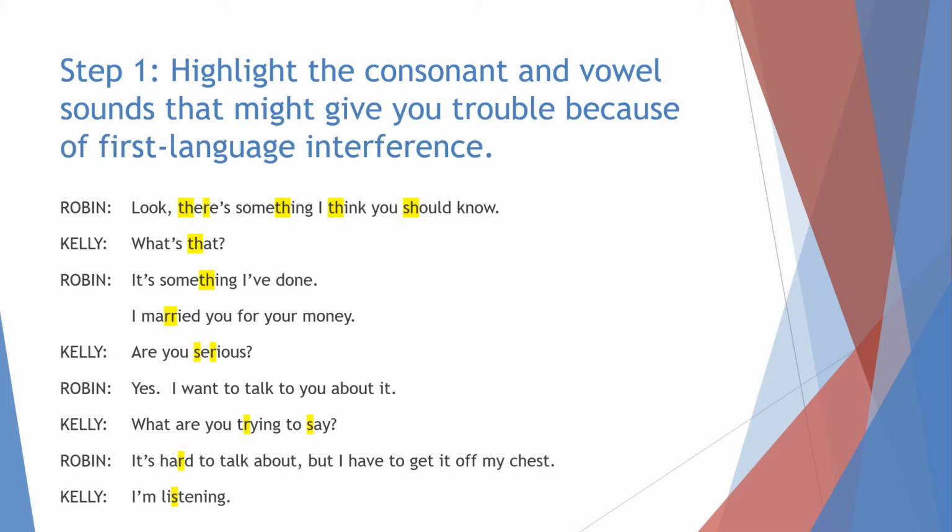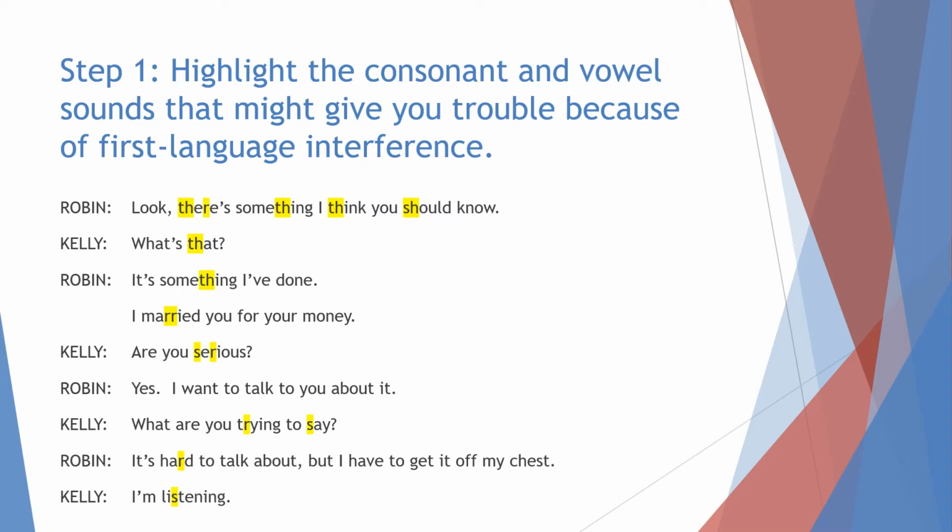Since you've already viewed my first 12 steps video and know about the steps, now is your chance to put them into practice, beginning with step 1. I'll be doing this with both Robin's lines and Kelly's, but of course you'll only need to do that for the role that you yourself are playing. So, first of all, highlight the consonant and vowel sounds that might give you trouble because of first language interference.